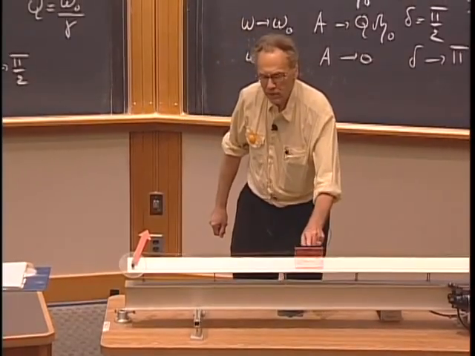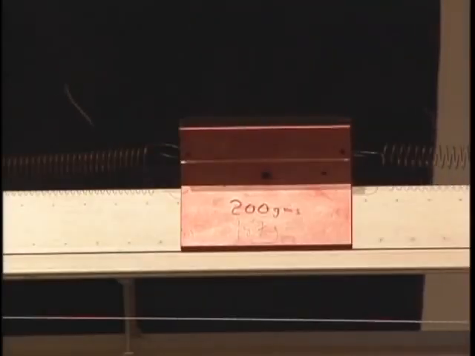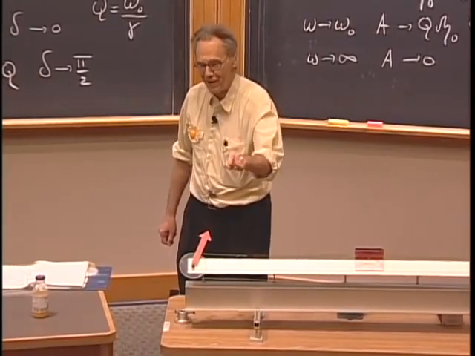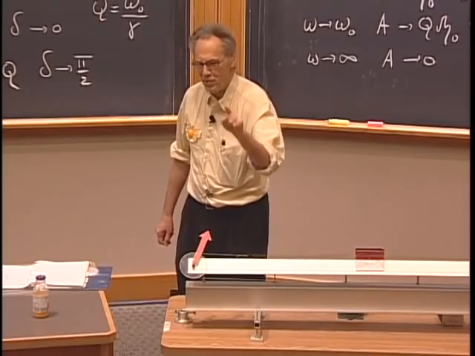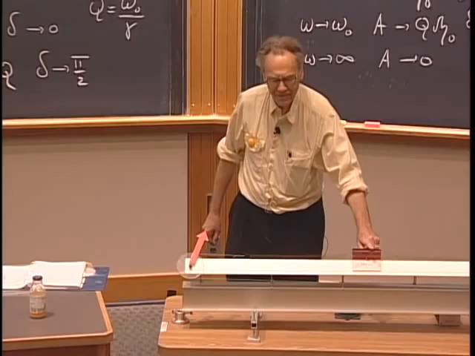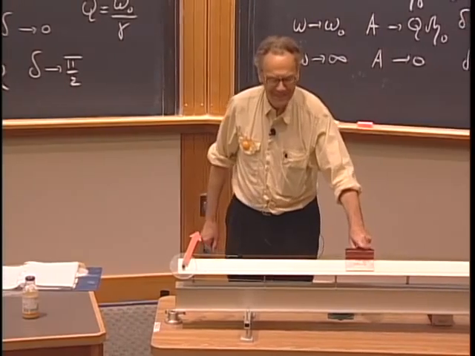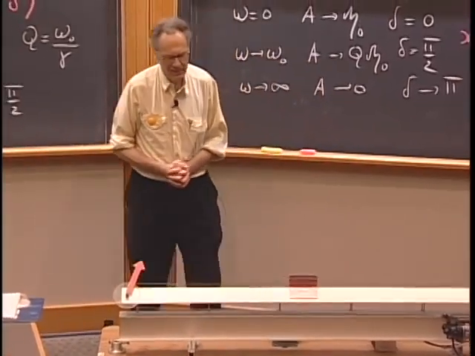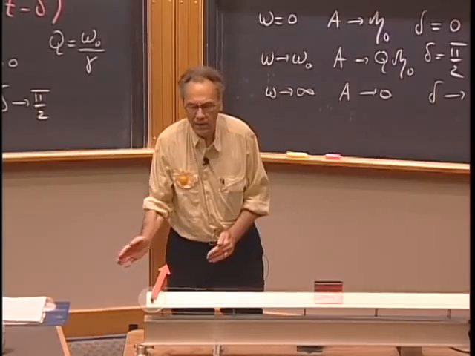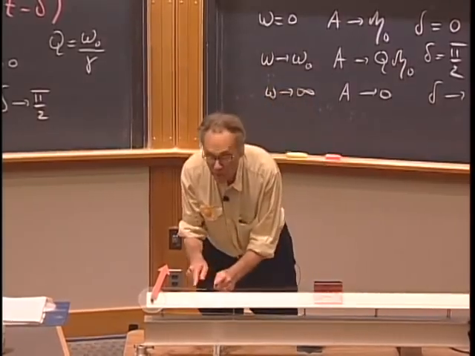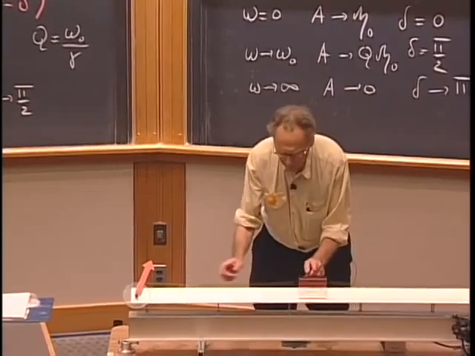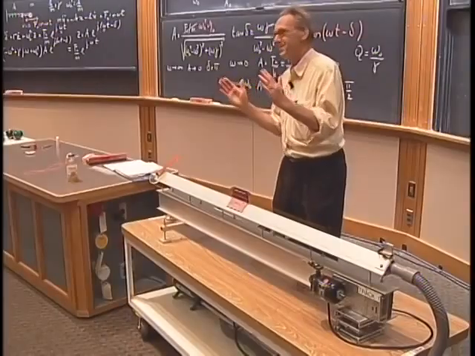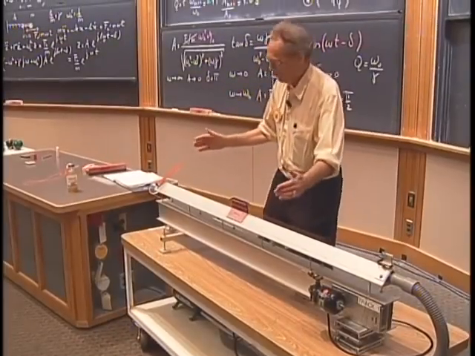What do you think the amplitude of this object will be at that very low frequency? Yeah? Half of the amplitude. Very, very good. Not eta zero, but why is it half? Because we have two springs. So effectively, the spring constant is twice that. Exactly. So if I go very slowly, you will see that this displacement here will be twice as high as this displacement. But what I really want to show you is they are in phase. This one will go to the right when this one goes to the right.